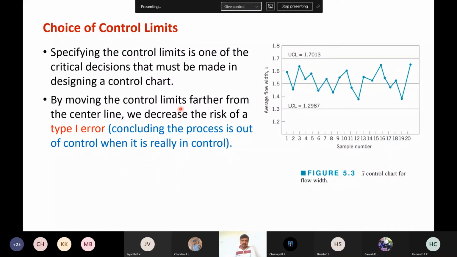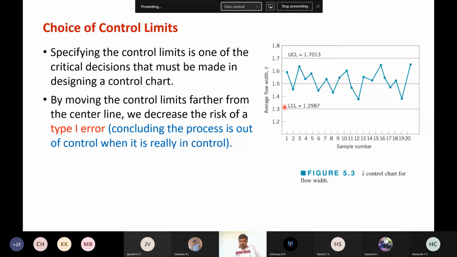By moving the control limits farther from the center line. Farther means if you make these control limits wider, instead of taking it at 1.7, if you move on to 1.8, and instead of taking 1.3, if you fix the lower control limit to 1.2, then we are able to gain one advantage, that is we can decrease the risk of type 1 error, that is concluding the process is out of control when it is really in control.